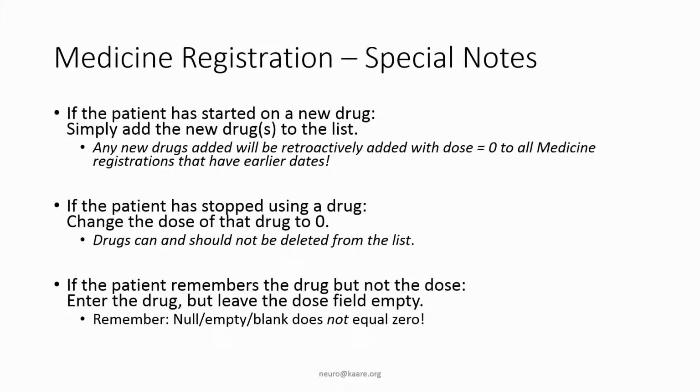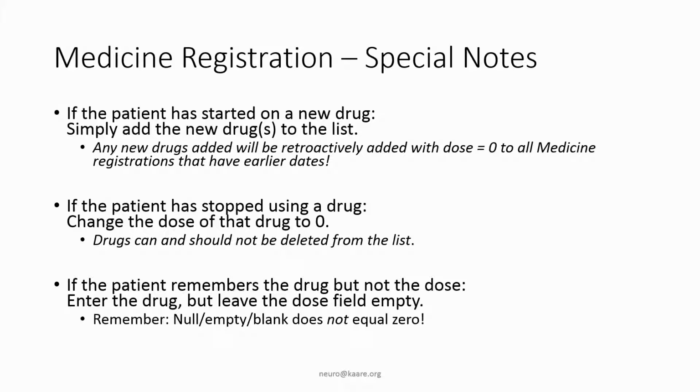If the patient has instead stopped using a drug, you cannot delete and you should not delete any drug from the list. Just change the dose of that drug to 0, because that also means that you can see which medicines the patient has tried over the course of the treatment, so you also know which ones you probably shouldn't start again.